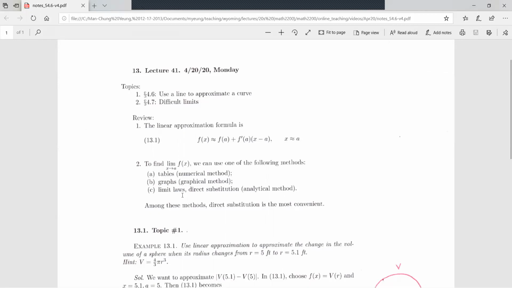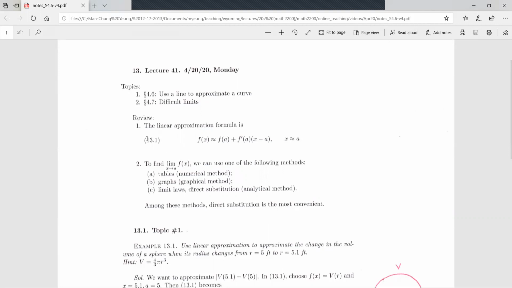Say, limit laws. A limit of a sum is sum of limits. Limit of a product is product of limits. Limit of a quotient is quotient of limits. Those are limit laws. And also we can use direct substitution to find the limit. Directly plug in A for X, then tell the limit. Among these three methods, direct substitution is the most popular one and also the most convenient method to find a limit.